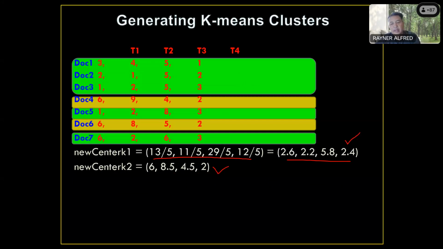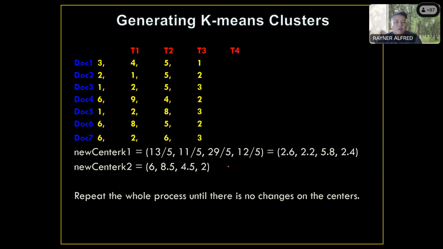So from here, we start all over again. Okay, so we find the distance between document 1 to the center, and then document 1 to here. Whichever is nearer to center cluster 1 will be assigned to cluster 1. If you are nearer to cluster 2, then it will be assigned to cluster 2. So you repeat the process until there are no changes of center or membership.